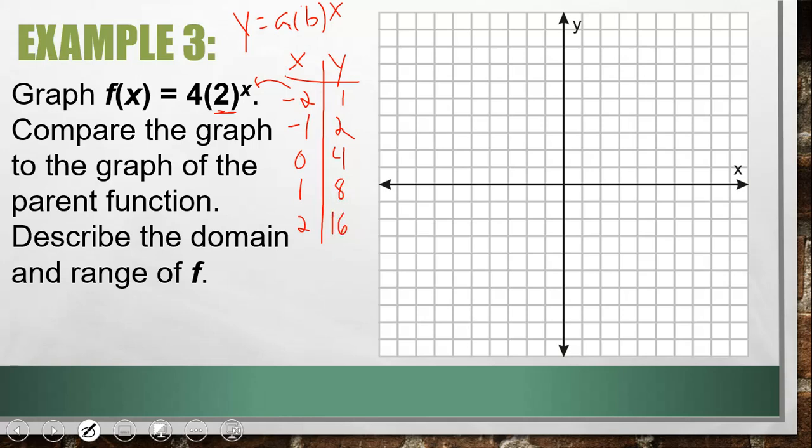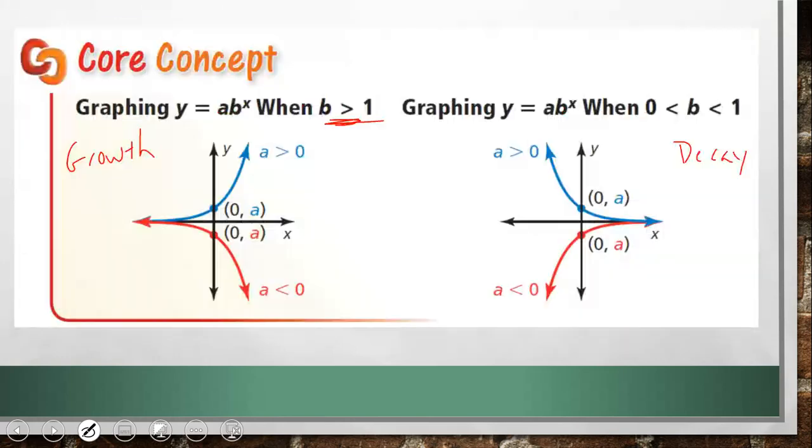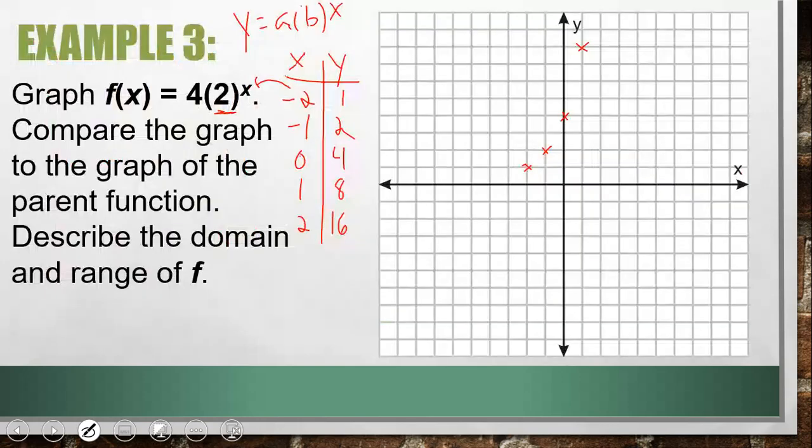So let's plot this to see what it looks like. So -2, 1, right there; -1, 2; 0, 4; 1, 8; and 2, 16 would be off my graph. This is an exponential graph, so remember the shape, and the shape is important. We're going to look like this blue graph right in here because our a value is greater than 0 and b is greater than 1. Our a is 4, our b is 2. So we're going to have a graph that looks like this.